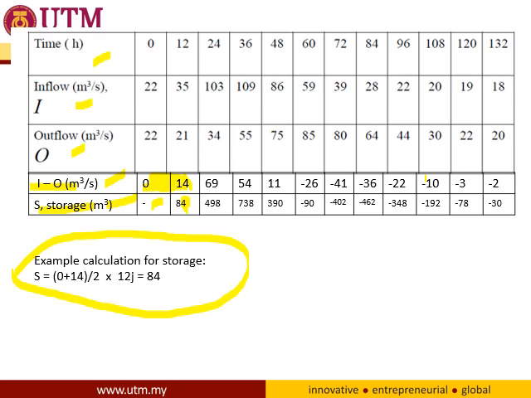Then you need to multiply by the time, 12 hours. Why 12 hours? Because the difference in time here is 12 hours. Don't make a mistake here. If your time difference is 6 hours, you need to multiply by 6, but for this case it's 12 hours, so you need to multiply by 12. That is how you calculate your storage. Then do it for the next time.